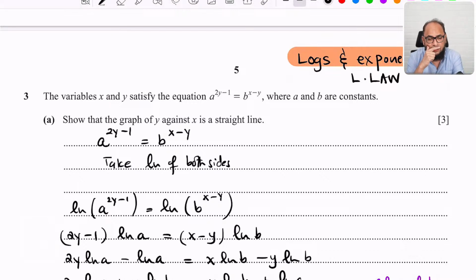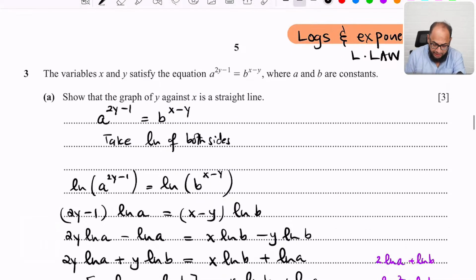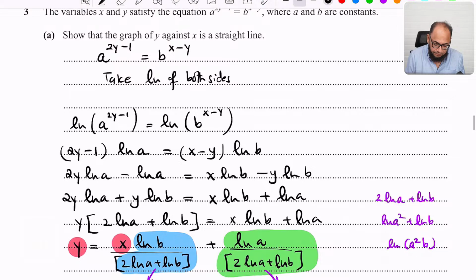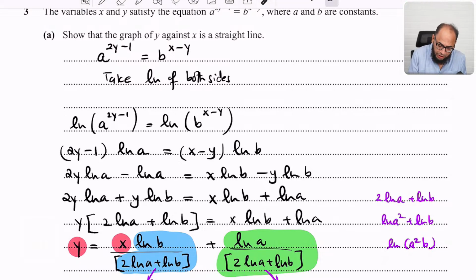So now it says the variables x and y satisfy the equation such and such, where a and b are constants. Show that the graph of y against x is a straight line. So now over here, I can either take ln or lg of both sides. It doesn't make a difference. I have taken natural log of both sides, ln of this side, ln of this side.